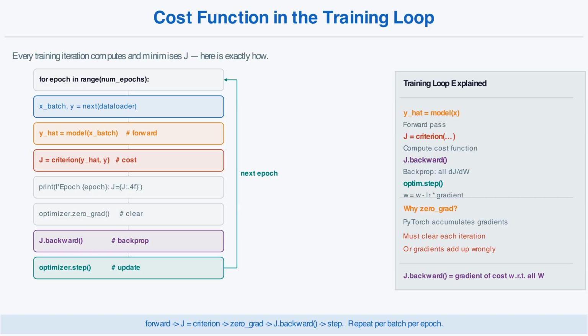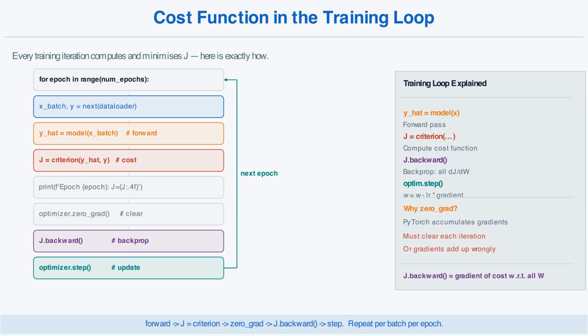Second, J.backward. This is backpropagation. PyTorch traverses the entire computational graph from J backwards through every layer, applying the chain rule, computing dJ over dW for every single learnable parameter. After this call, every param.grad is populated. Third, optimizer.step. This applies the gradient descent update, w equals w minus learning rate times gradient, for every parameter simultaneously. For the Adam optimizer, it also updates the momentum terms.